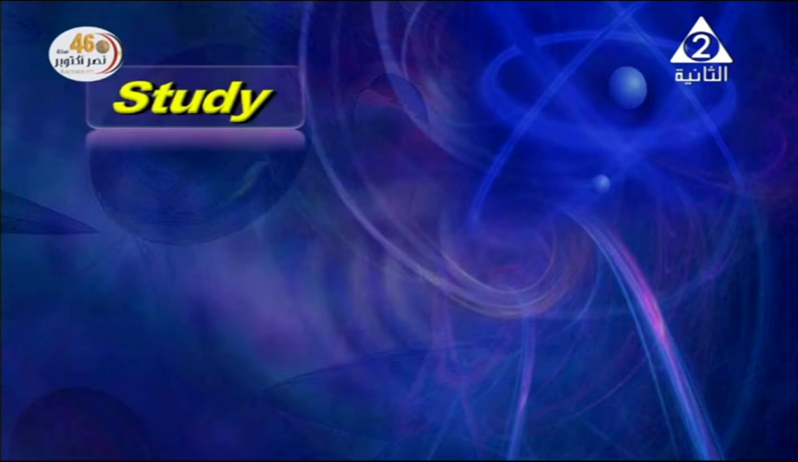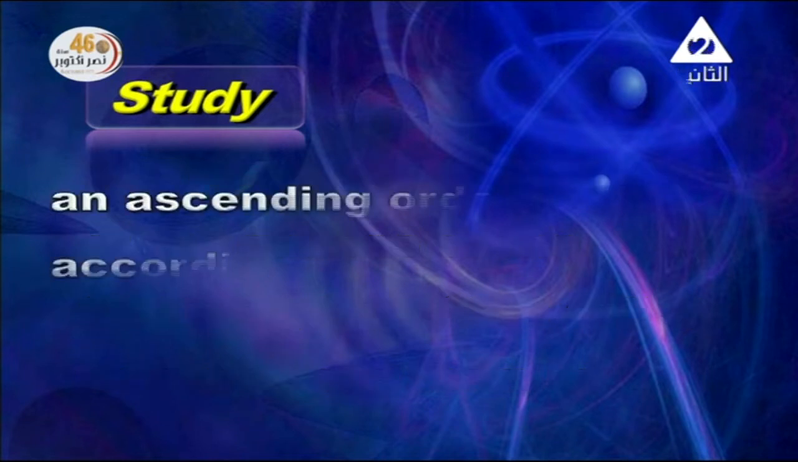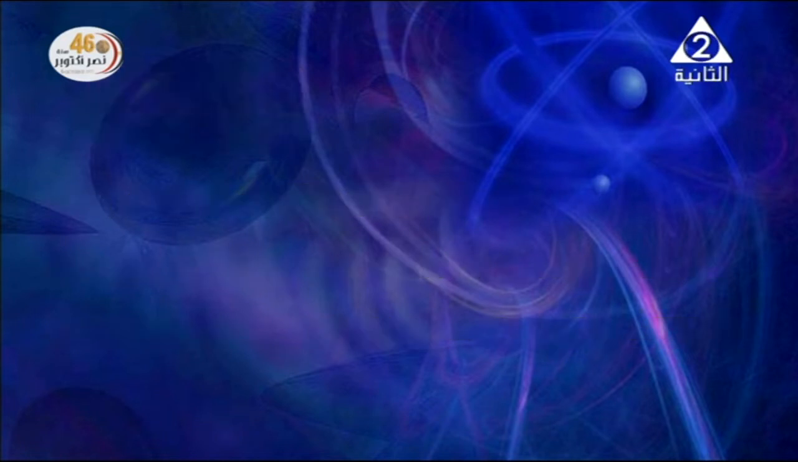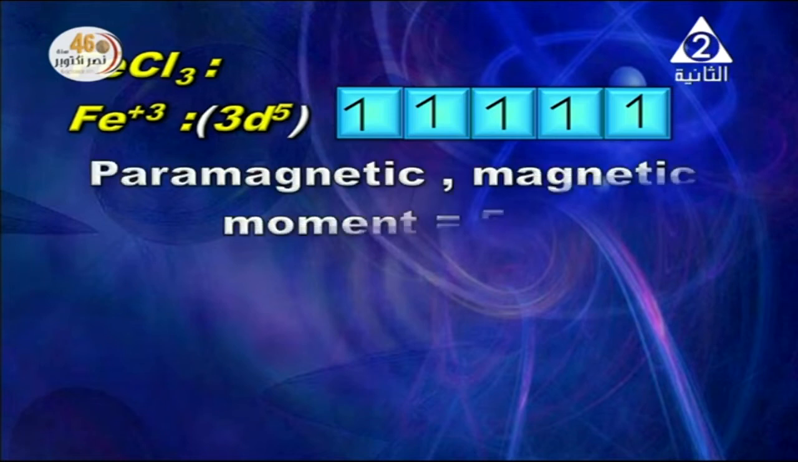Next example: study the magnetic property of the cations of the following transition salts, then arrange them in ascending order according to their magnetic moment. Iron(III) chloride, chromium(III) oxide, titanium(IV) oxide. Here, my dear student, for iron(III) chloride, if you write the electronic configuration of Fe3+, it will be 3d5. It means it has 5 unpaired electrons, so it is paramagnetic and the magnetic moment equals 5.